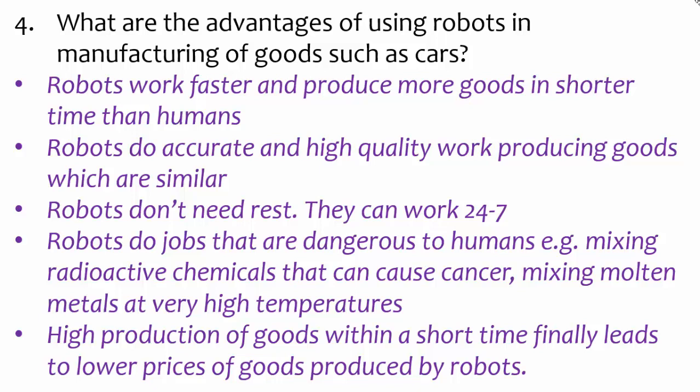Robots do accurate and high quality work, producing goods which are similar, which is true. When you go to these factories, you find that the products made by robots are all similar. For example, look at the cars. All cars of a certain type, maybe Toyota or Nissan, look similar because robots were used to produce them. If you involve human beings to make them, you will realize that there are small variations in size of whatever they will have done.